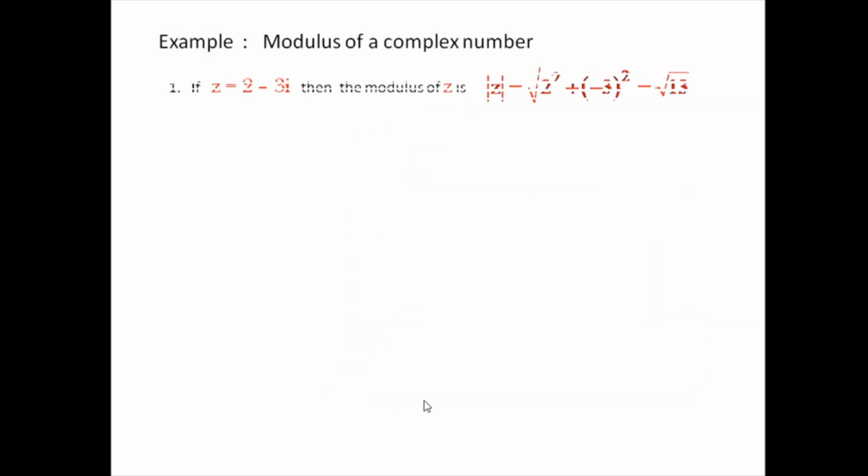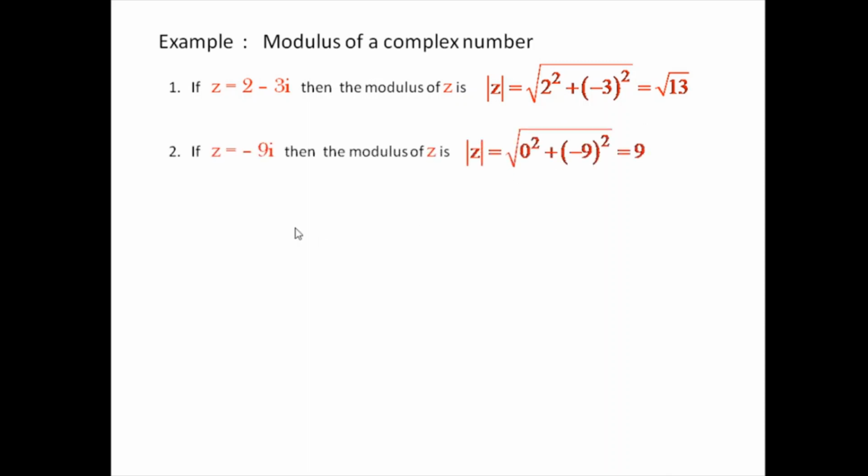For example, if you have a complex number z equal to 2 minus 3i, then the modulus of z can be calculated as the square root of the real part square plus the imaginary part square. So it is the square root of 2 square plus minus 3 whole square, which is root 13. If z is minus 9i, then the modulus of z is the square root of 0 square plus minus 9 square, which is 9. 0 square because the real part is 0, and you can see that the modulus values are positive numbers. So modulus is always positive.